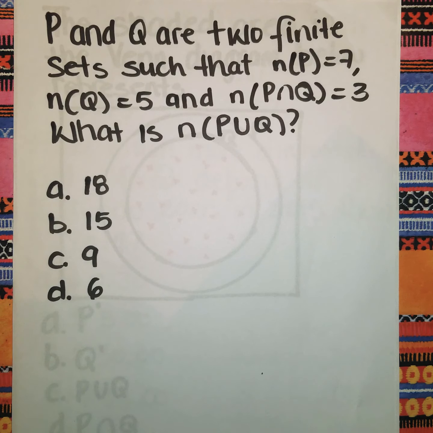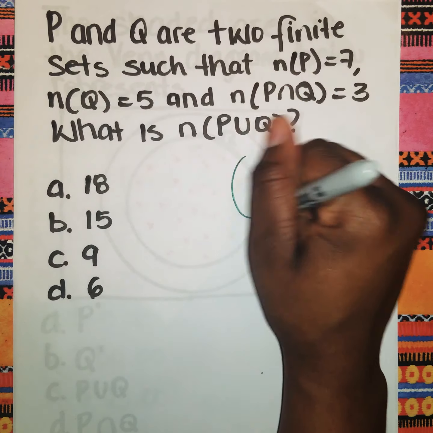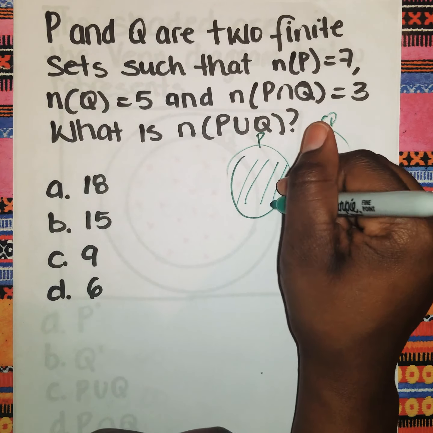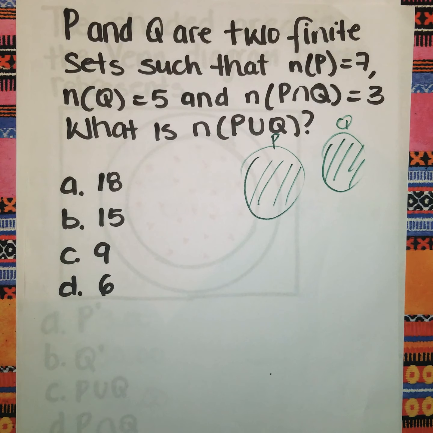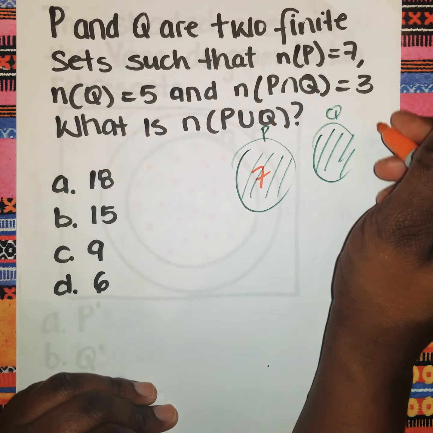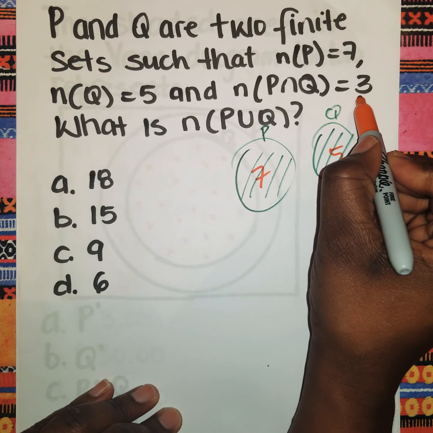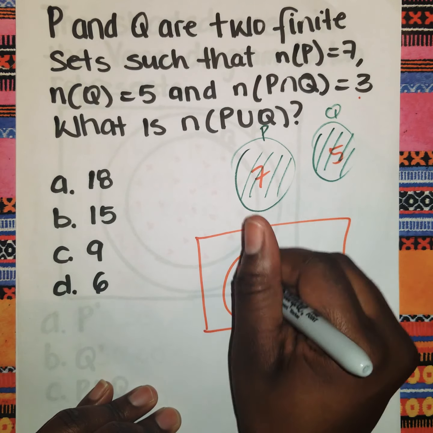Alright guys, so these are things that we need to know about this question. So set P, set Q. Everything in here and everything in here, they have two different numbers of elements. So P had 7 and Q had 5. But when they're combined, they share 3 things in common. So I'm going to do a sketch right here so you can see.